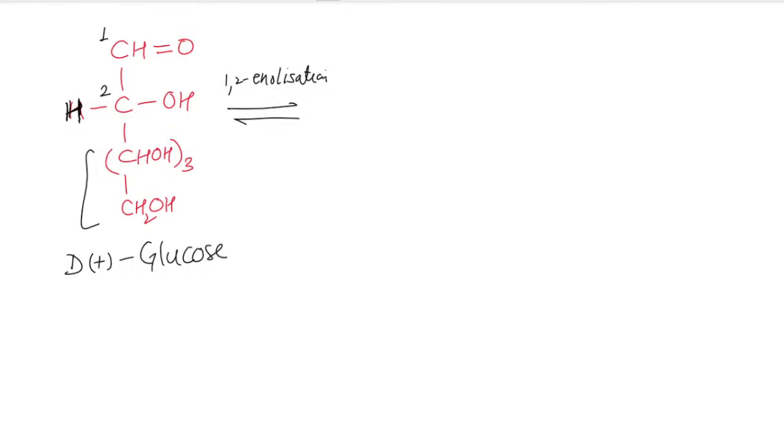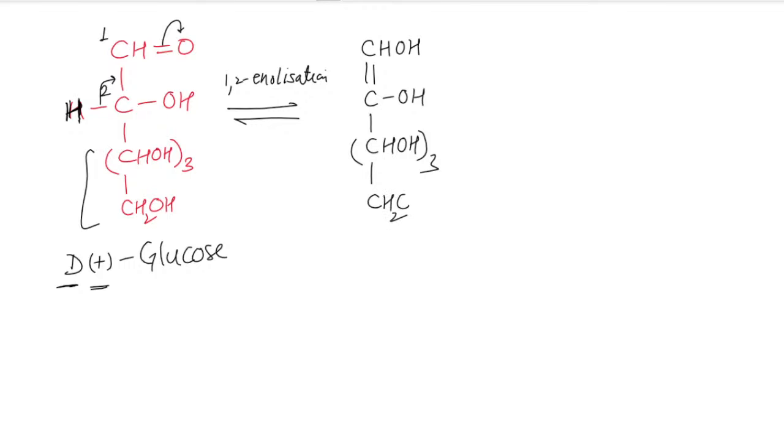How to name these compounds? Okay, D, I have already told you that D means at the second last carbon OH is on the right side, and this plus minus sign is experimentally proved. Okay, now see, this H is shifting to O, means the enol form is formed, CHOH double bond COH, the CHOH thrice and CH2OH remains as such.